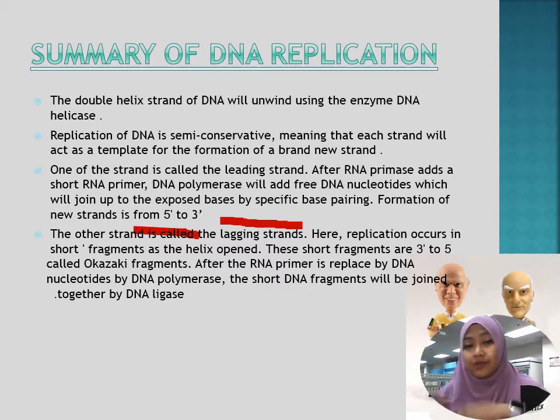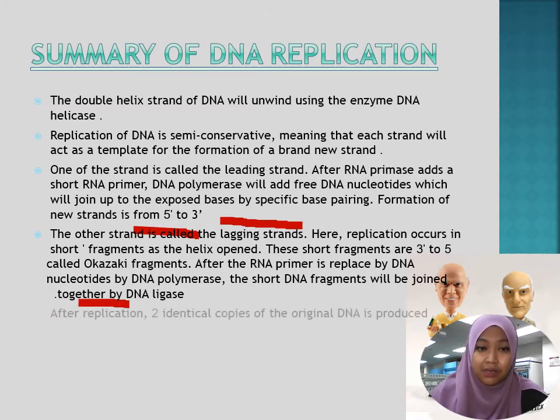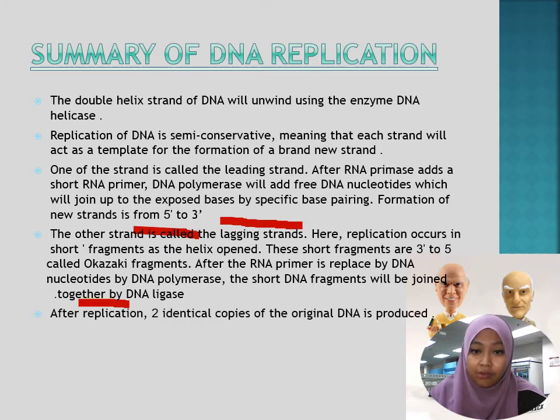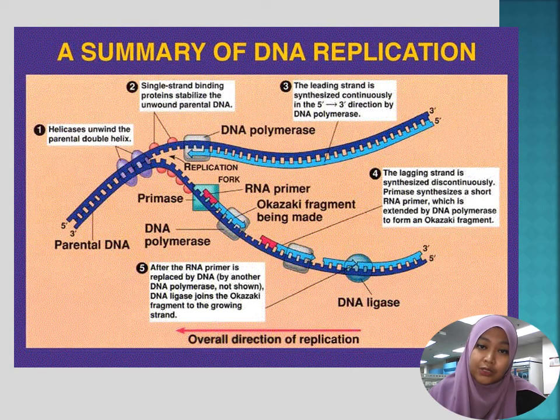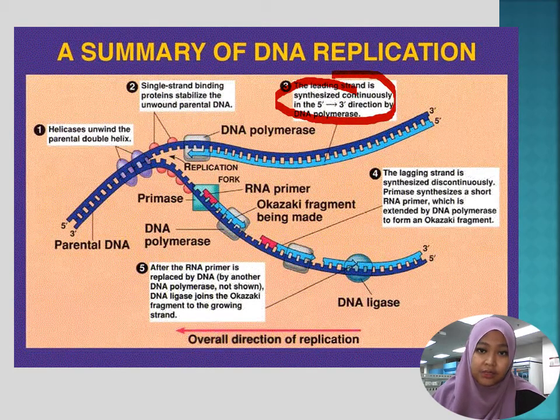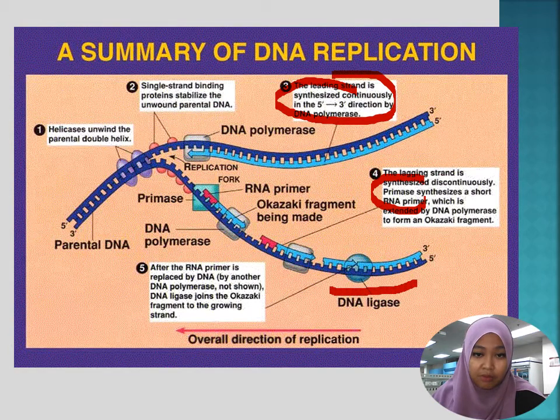After they finish everything, the RNA primer will be replaced by DNA, joined by the DNA polymerase. Short fragments will be sealed together by the DNA ligase. So basically, after replication, two identical copies of the original DNA will be produced. Based on this, we can say that this is a leading strand. This is the lagging strand. This is what we call a fragment, a small fragment.